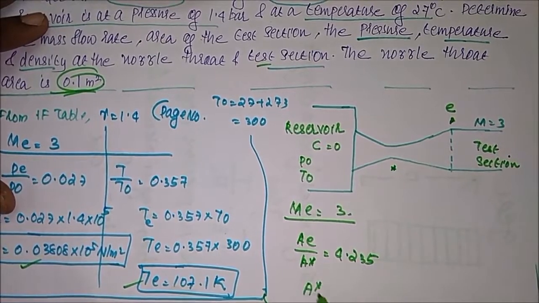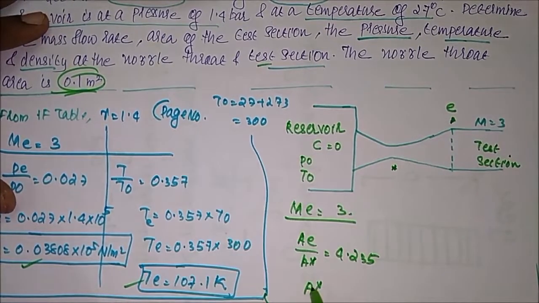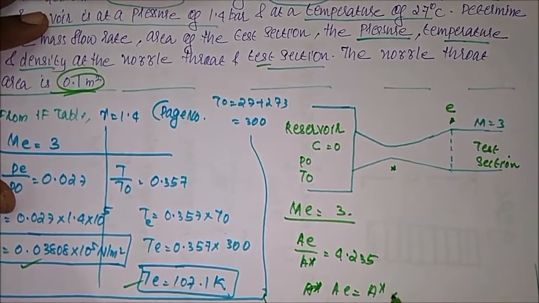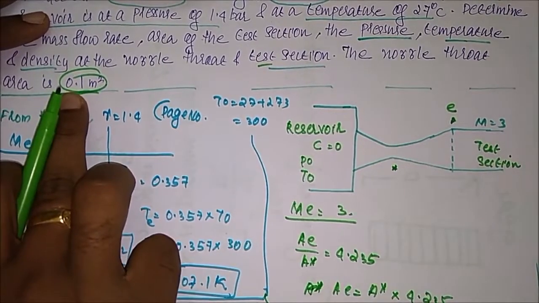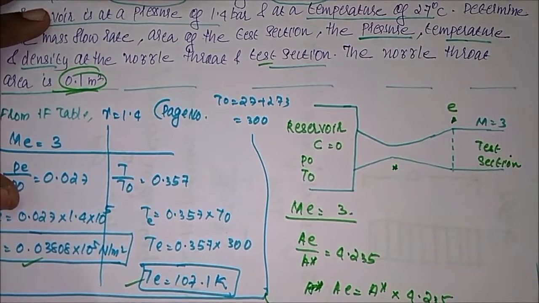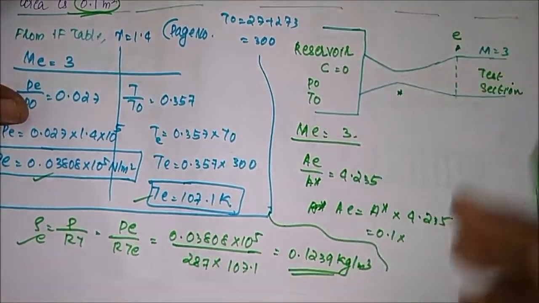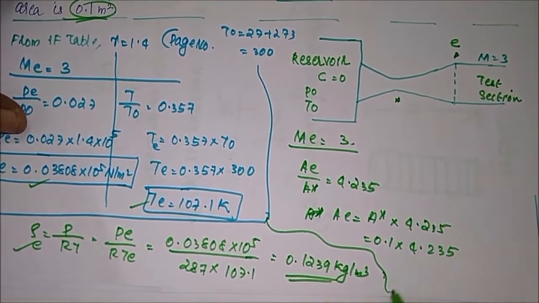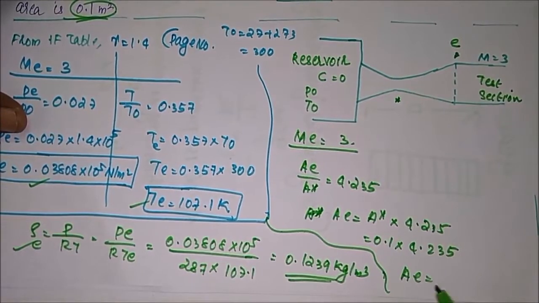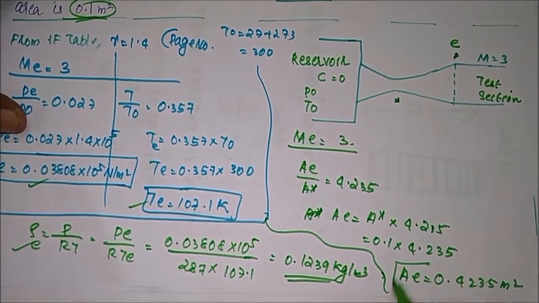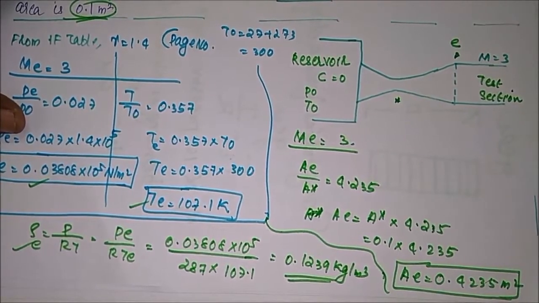Therefore, A star is already given in the question. Okay, AE is equal to A star into 4.235. What is the value of A star? A star is equal to 0.1 meter square. This is 0.1 into 4.235. Therefore, AE, the exit area, is equal to 0.4235 meter square.